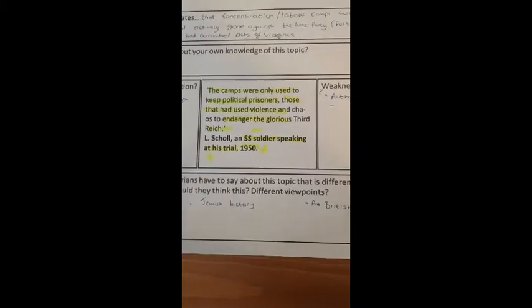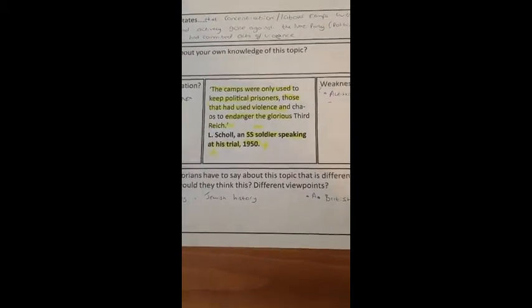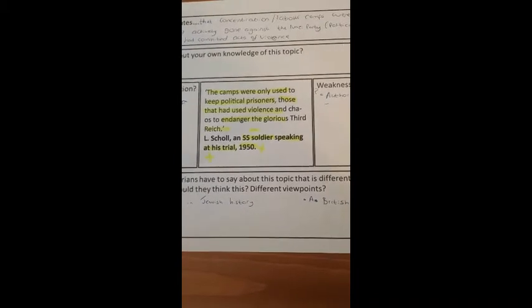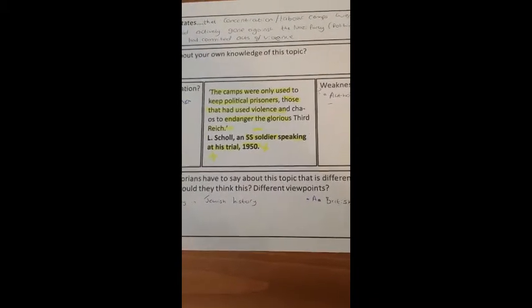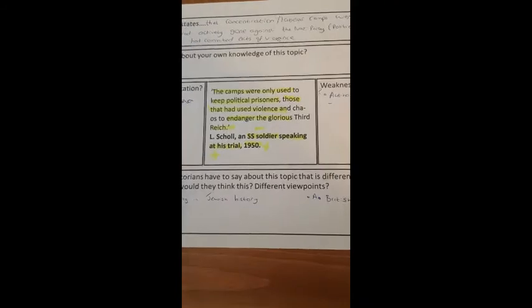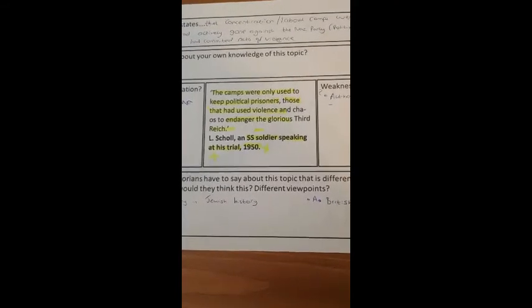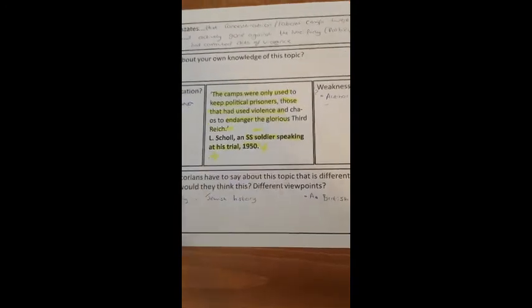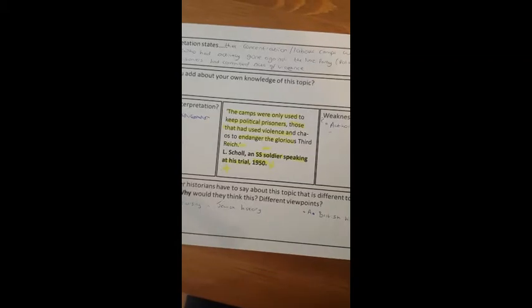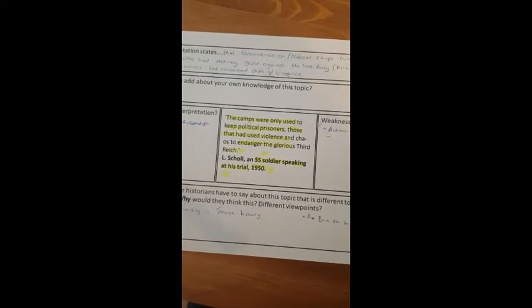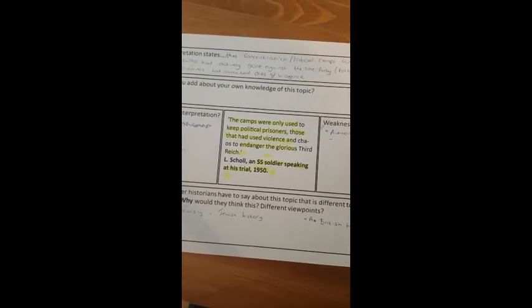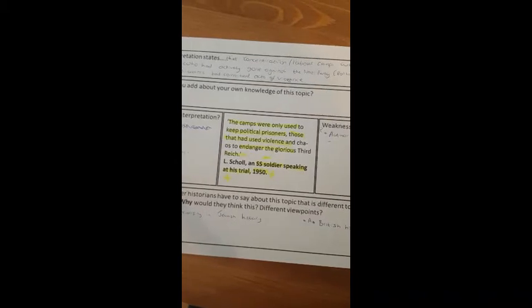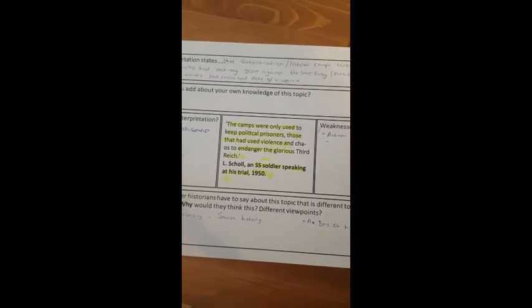This person says, the camps were only used to keep political prisoners, those that had used violence and chaos to endanger the glorious Third Reich. This is the opinion of Elschall, who was an SS soldier, speaking at his trial in 1950. So the first thing you have to think about is, what is this person's opinion? Well, he's talking about why people were in concentration camps, and he's saying that people were in concentration camps for political reasons, and if they'd used violence in order to protest against the government.